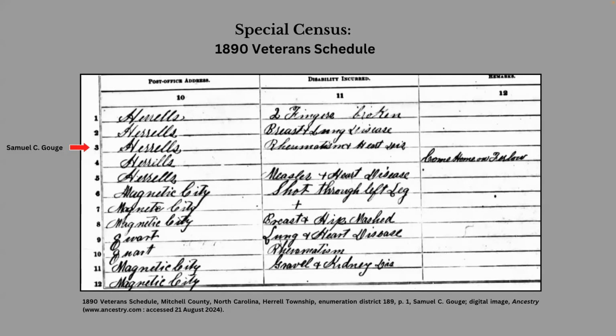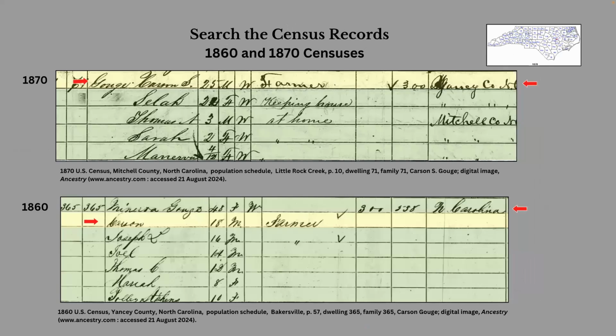Under disability incurred from the war, Samuel C. Gouge reported that he got rheumatism and heart disease. But look at the others. This guy had his fingers broken in war. This guy was shot through the left leg. This person had measles and heart disease as a result. And this person said his breast and hip were mashed. Must have been a story that was difficult. You can learn a lot by looking at this special census.